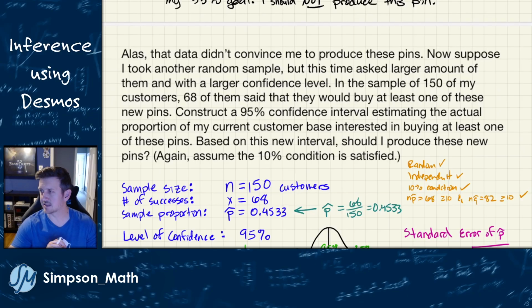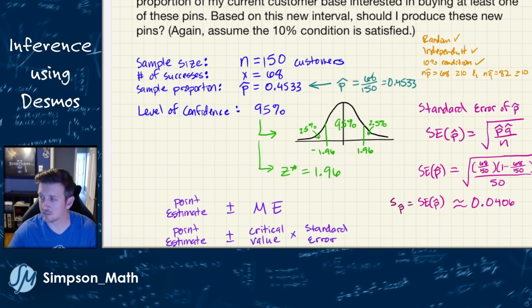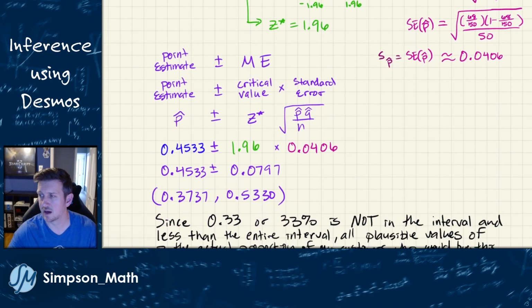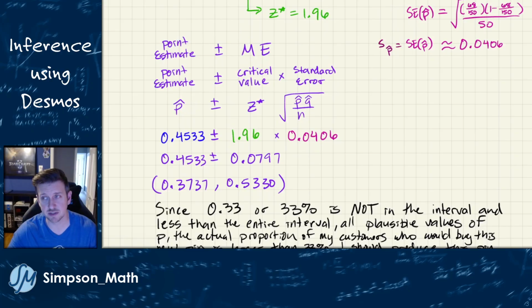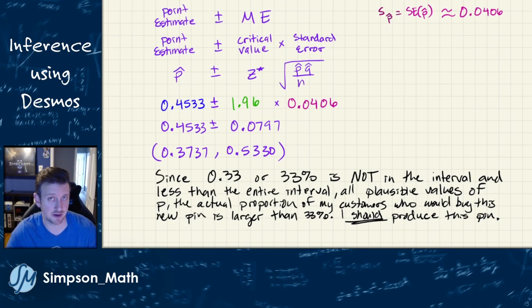So in this sample, I have 150 of my customers. Again, random sample, 68 of them said that they would buy at least one of these pins. Let's make a 95% confidence interval. So let's do this same process. We should get an interval from about 37% to 53%. Notice this interval does not contain 33. It's actually fully above 33.